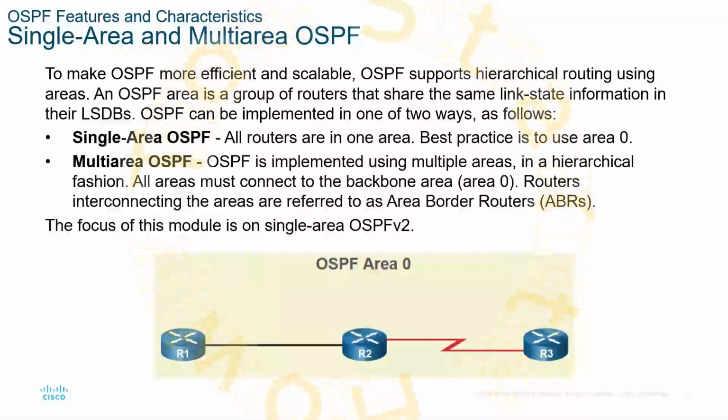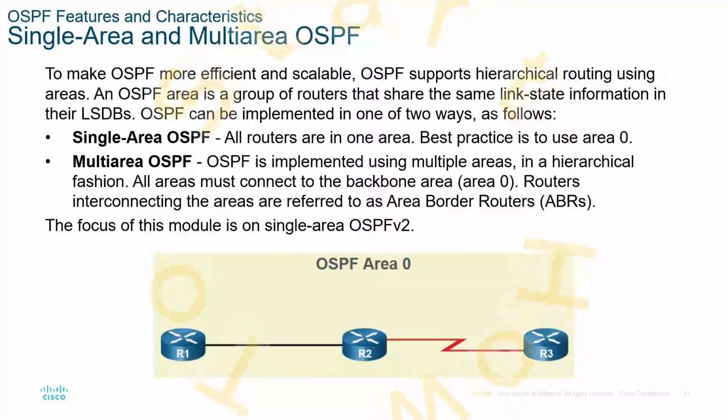Now let's look at, to make OSPF more efficient and scalable, there's a hierarchy routing using areas. We can have a generic single area with OSPF being area 0. We can also have a multi-area called multi-area OSPF. And this OSPF is implemented using multiple areas in a hierarchy fashion. All areas must connect back to the backbone, what's called area 0. Routers interconnecting the areas are referred to as area border routers, ABRs.